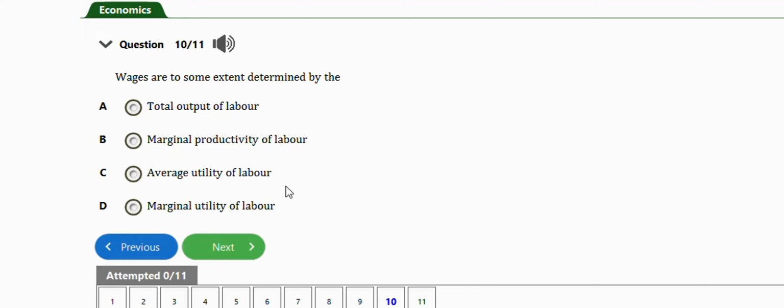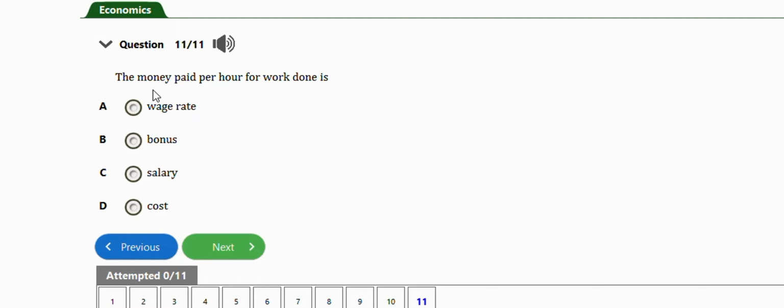The last question before I end this video is this one. It says the money paid per hour for work done is. We have wage rate, bonus, salary, costs. So the right answer is option A, which is wage rate.